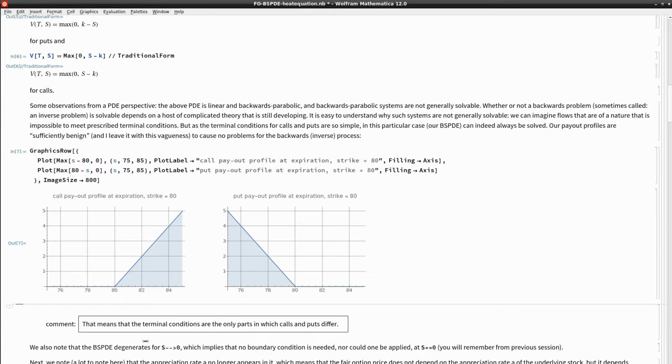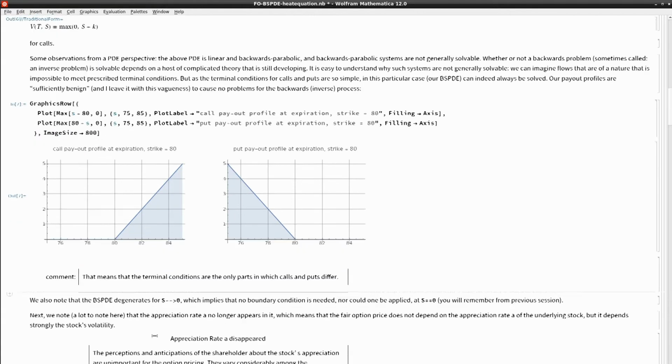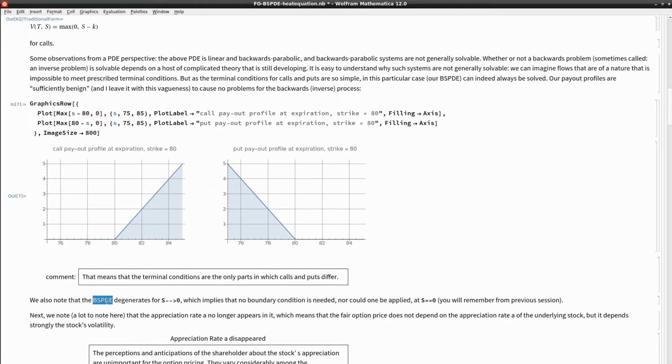And I emphasize that the terminal conditions are the only parts in which calls and puts differ. It's the only thing that makes them different. Other than that, calls and puts are the same thing. Okay, note that the Black-Scholes PDE degenerates for S towards 0, which implies that no boundary condition is needed, nor that we could even apply one. At S equals 0, we cannot even apply a boundary condition even if we wanted to.